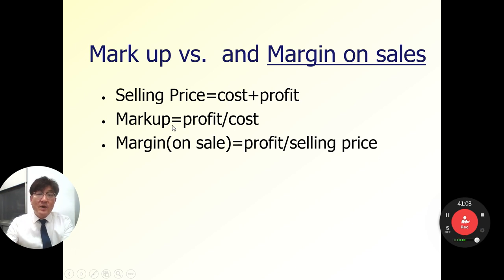Okay, so when we say markup is 20%, that 20% is out of the cost. When margin is 20%, that 20% is out of the final selling price. You see the difference? I'm going to give you some examples to help you understand this a little bit better.